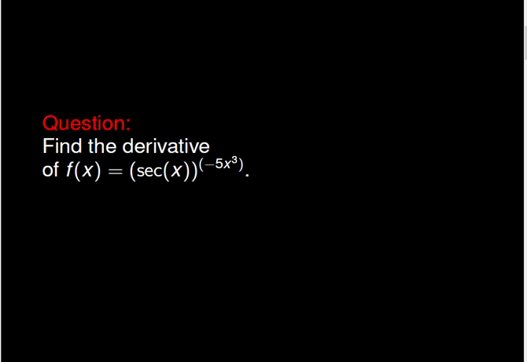The derivative of the function secant of x to the power minus 5x cubed is obtained here by applying the chain rule and the logarithmic differentiation technique.